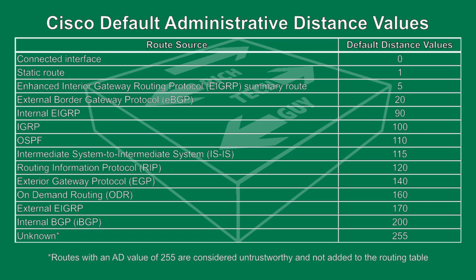Remember, EIGRP is a Cisco proprietary routing protocol, so a Cisco router is going to trust that above everything except BGP routes. But if EIGRP learned about the route from an external source, the AD number gets knocked down to 170. It could be that EIGRP learned about that route from OSPF. So if that's the case, the router would be better off taking the OSPF route. If the router cannot identify the source of the routing information, it will assign an AD of 255. Any route with an AD of 255 is considered untrustworthy and will not be placed in the routing table.